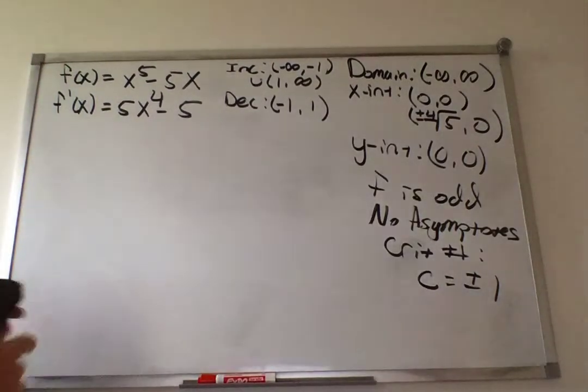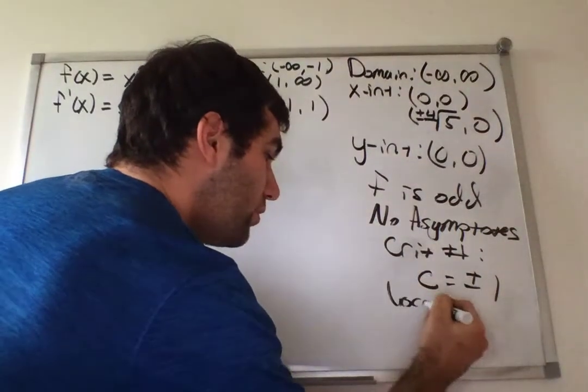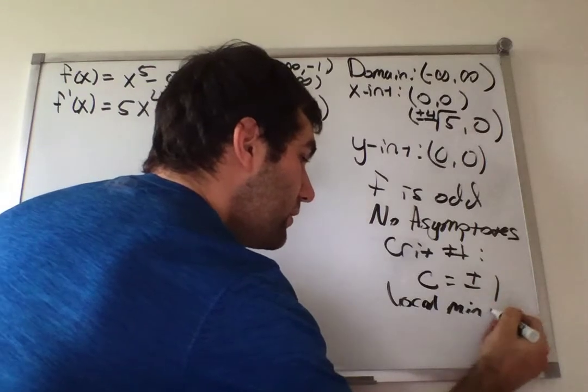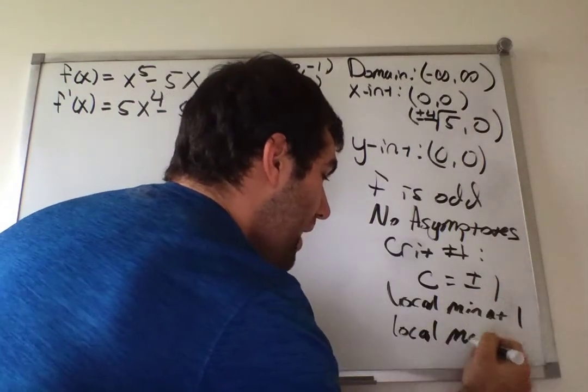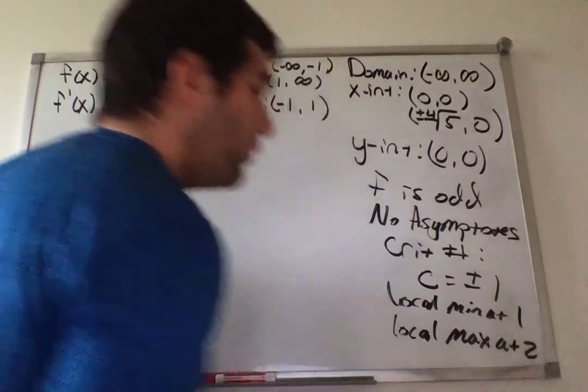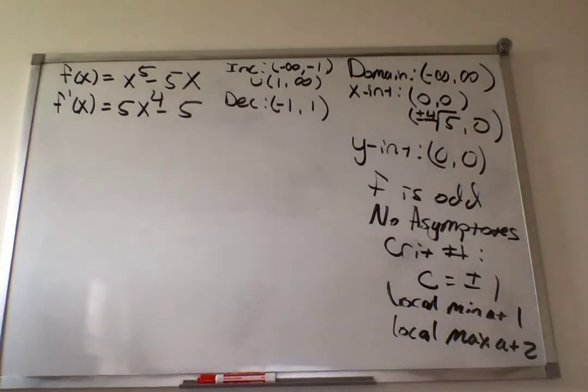So now that we have the critical numbers, we can say there's a local min at 1, local max at negative 1. Almost done. Find the intervals of concavity and points of inflection.